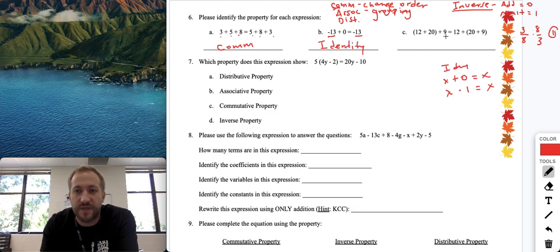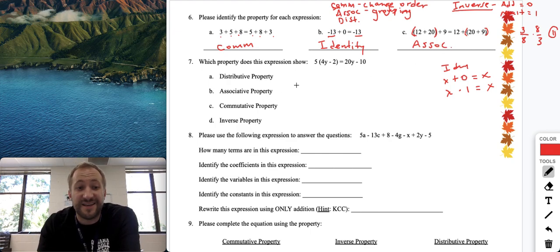12 plus 20 plus 9, parentheses right here, equals 12 plus 20 plus 9, parentheses moved over here. The numbers are the same. The order of the numbers is the same. It looks like the only thing that changed is the grouping. These are in parentheses, then these are in parentheses. If we change the grouping, we're talking about the associative property. Let's look at the next one.